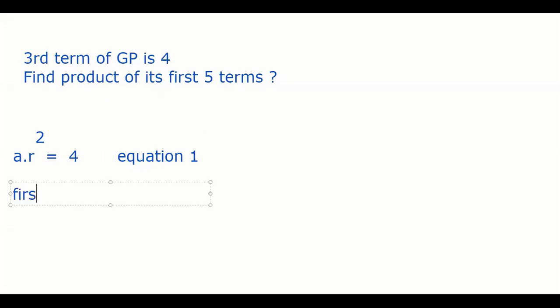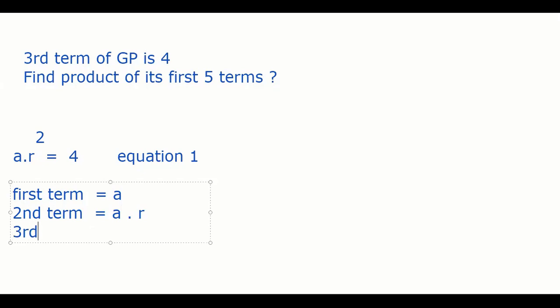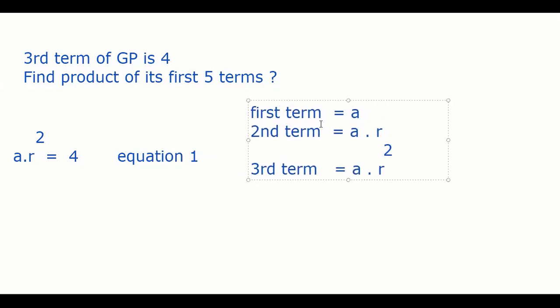So let's write the terms first. First term is what? A. What will be the second term, guys, in terms of A and r? And what is the third term? In terms of a and r, it is A r square. We will write in terms of A and r. Guys, this is a very important concept which will be useful for many of your questions. Let me write it here: first term, second term, third term.